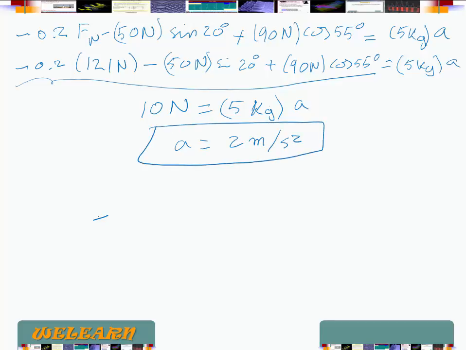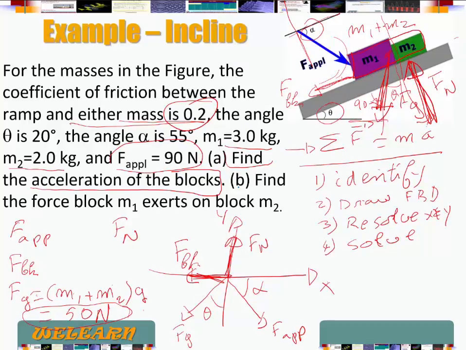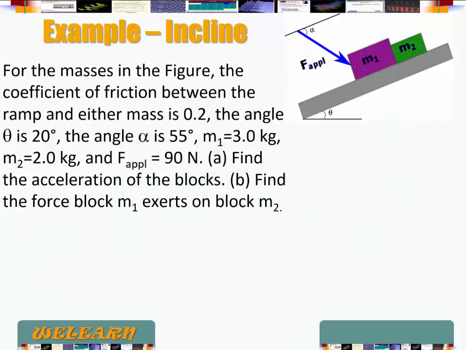That's the answer here. For part B of the question, they ask us to find the force that block M1 exerts on block M2. So they are asking us for the force that this block exerts on this. To solve part B, I cleared my screen. I removed all the notes that I wrote for question A, so we can have plenty of space to work. Remember, from part A, we found that the acceleration is 2 meters per second squared.